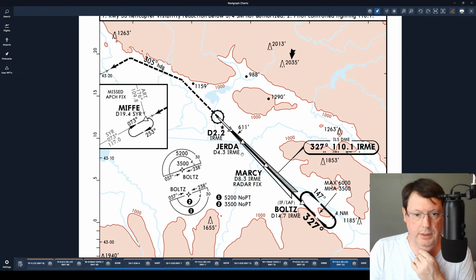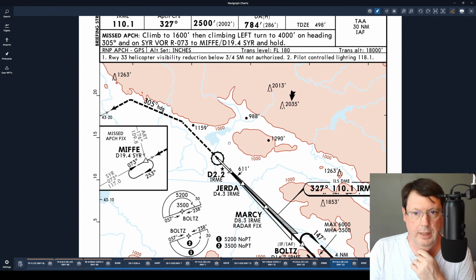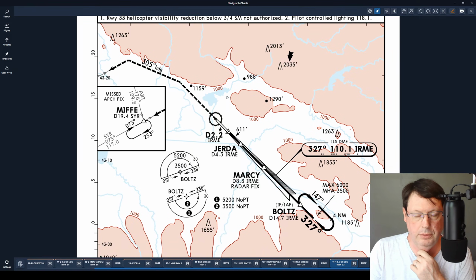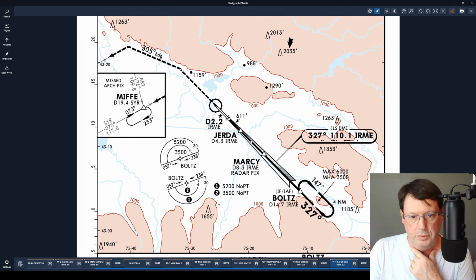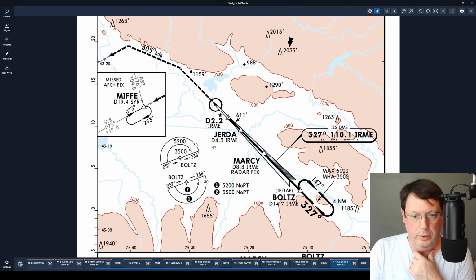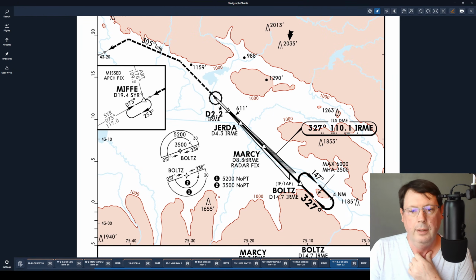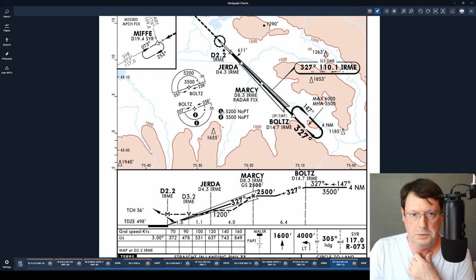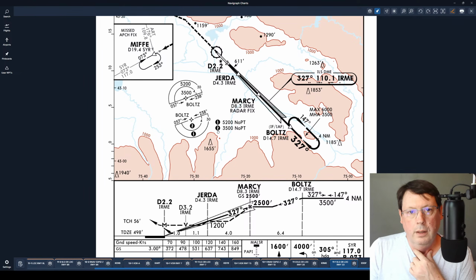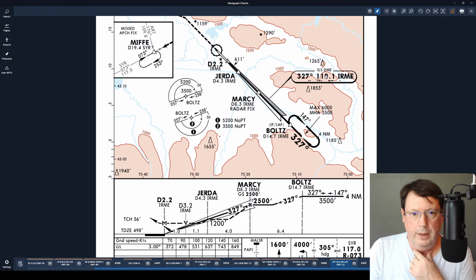JIRDA, we're going to see its importance as we get down to the profile view, the sideways view here, and that is D4.3 from IRME, and then this D2.2. I'll explain that as we get down here as well. But there's a reason these are listed. These by themselves don't really tell you anything until you look down here and you can see what they represent. So I'm going to keep it so you can see the top section up here, and we're going to look at the side view of the approach.